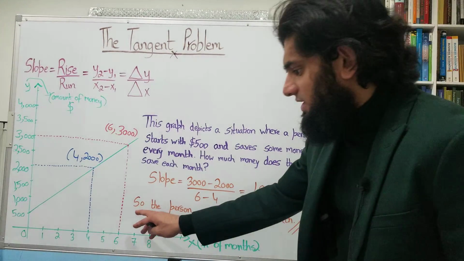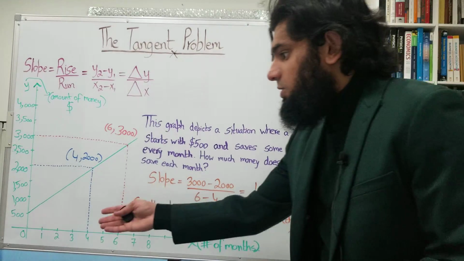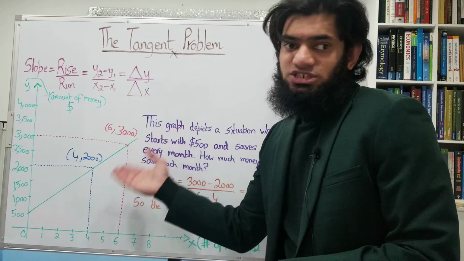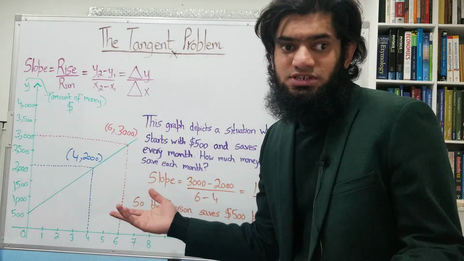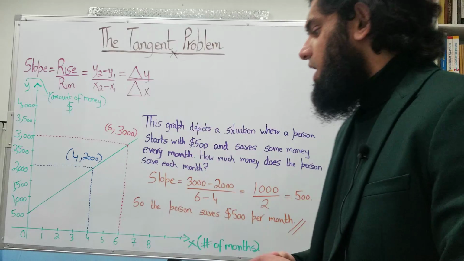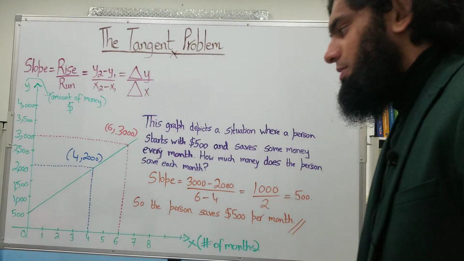So this tells me that the person needs to save $500 per month in order to make sure that this situation happens, that after 6 months have passed, this person has $3,000 saved up, and so on and so forth. So that was a very simple idea, the idea of slope.